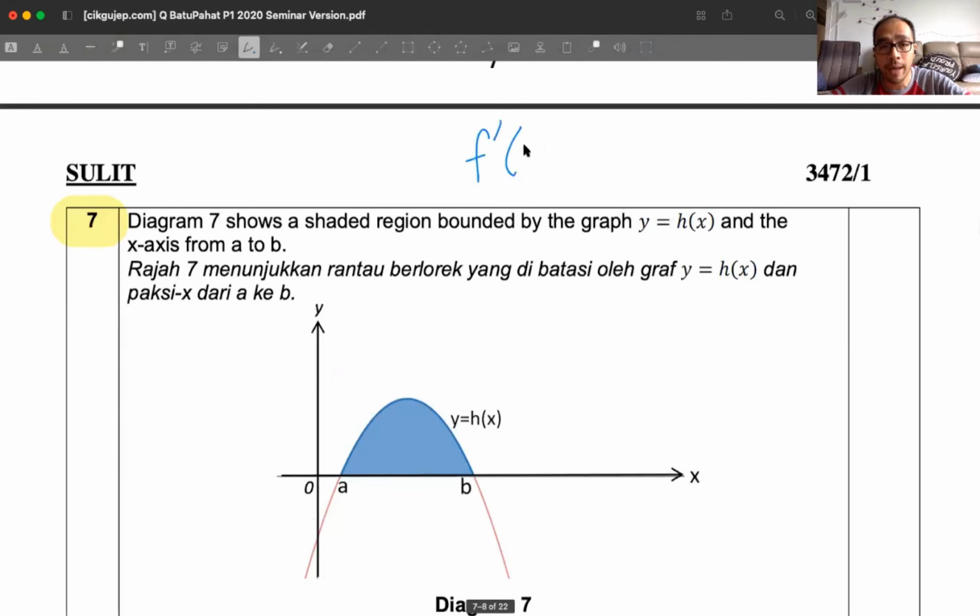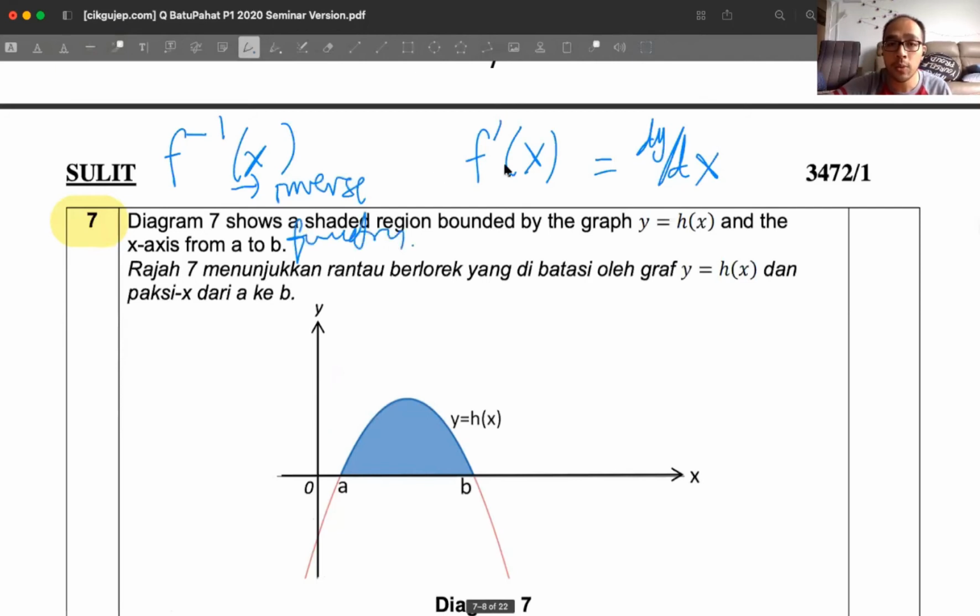So f prime x is actually differentiation, okay, dy dx. Okay, f negative 1 x, this is inverse function. Two different chapters altogether. This one got nothing to do with this, and this one got nothing to do with this. One is inverse function, totally different chapter. One is differentiation. The only thing they share is that both are the letter f and both have brackets x. But the prime sign over here actually means you're differentiating with respect to x.